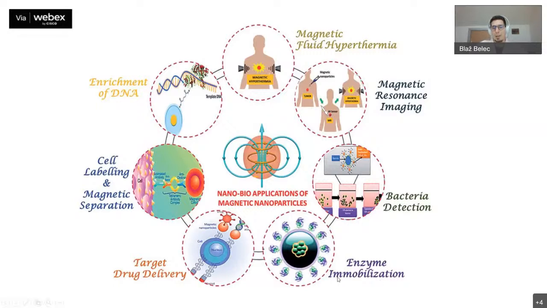Then we can immobilize enzymes. We label cells, separate cells, or even do targeted drug delivery. This is the same principle as in magnetic fluid hyperthermia, where we have magnetic particles coated with our targeting molecules, and then with the magnetic field, we somehow guide our magnetic particles towards the certain part of our body where we want to deliver this drug.